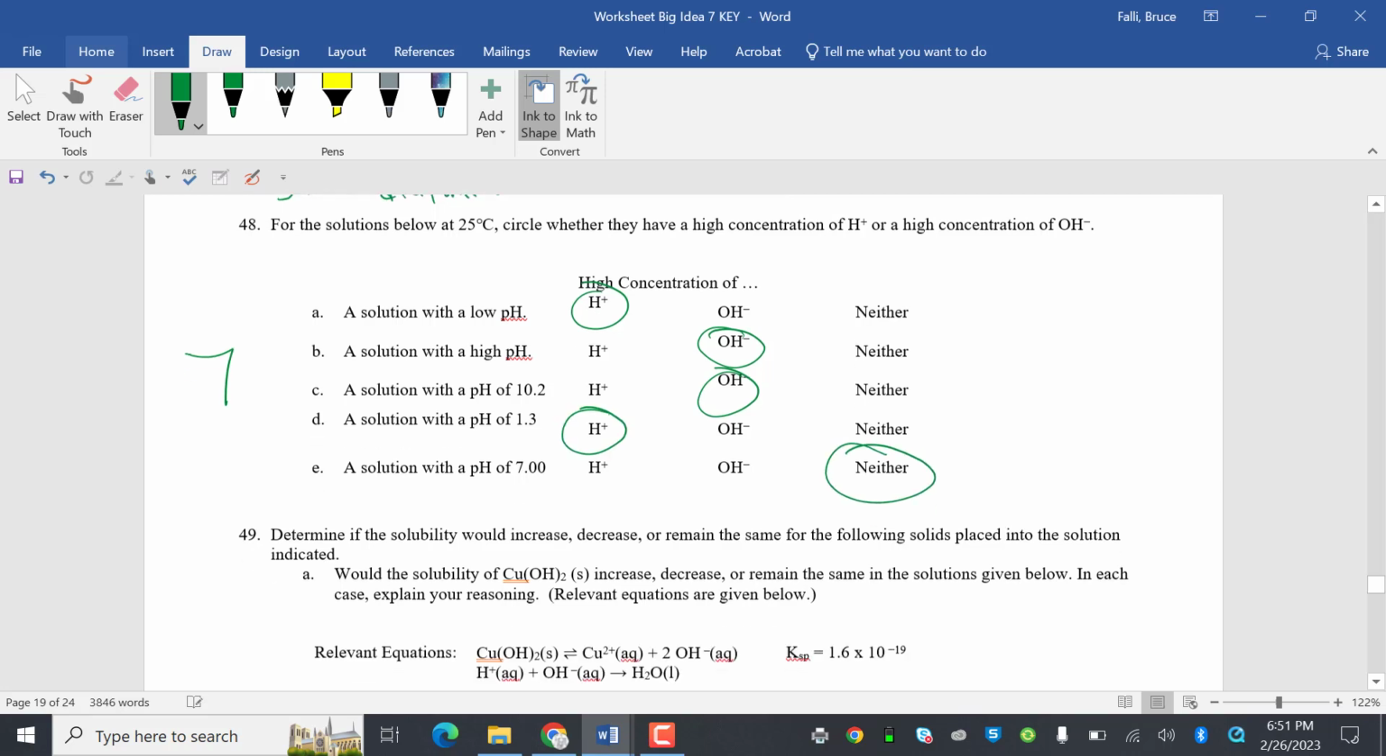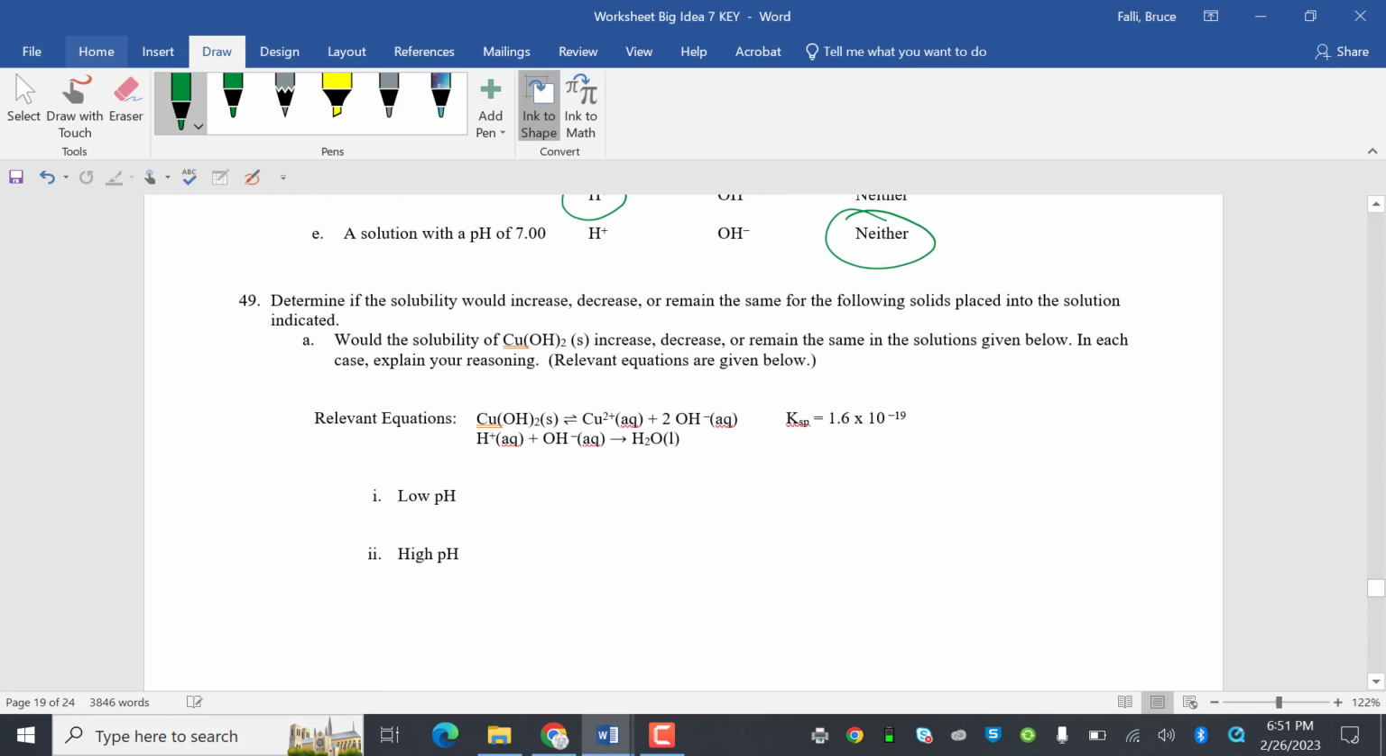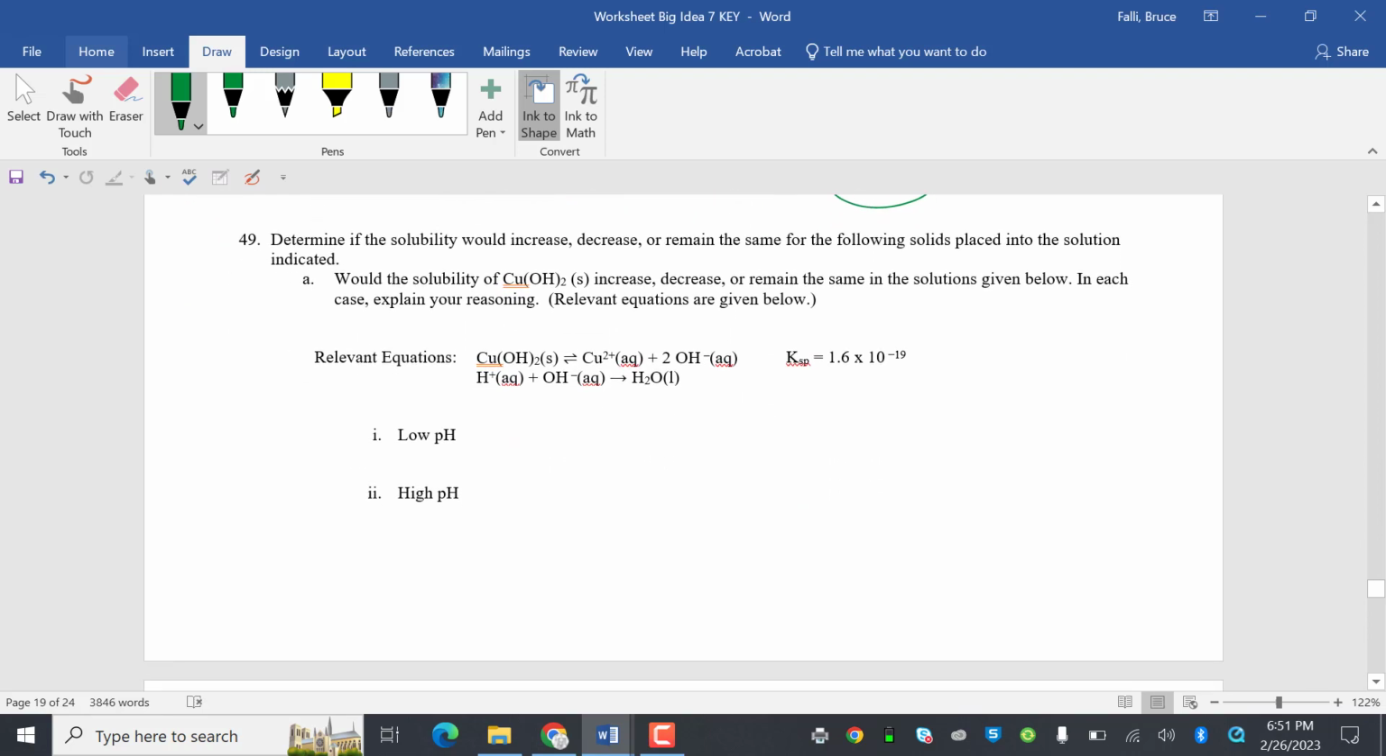Determine if the solubility would increase, decrease, or remain the same for the following solids placed in the solution indicated. Would the solubility of Cu(OH)2 increase, decrease, or remain the same for the solution given below? In each case, explain your reasoning. Relevant equations are given below. So notice here, low pH means lots of H positive. So OH negative is removed. And solubility increases. If you remove a product, it will shift to the right.